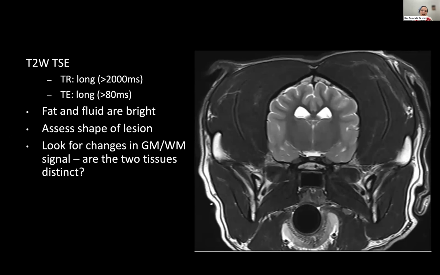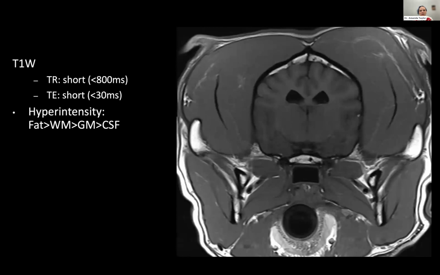On T2 weighted images, fat and fluid are bright, and they're very helpful for assessing the shape of a lesion. Look for changes in the gray and the white matter and determine whether or not the two tissues are distinct. T1 weighted imaging, I think, is most helpful for distinguishing bone structures or muscular structures. And there are differences in hyperintensity here, with obviously fat being the brightest and fluid being very dark.